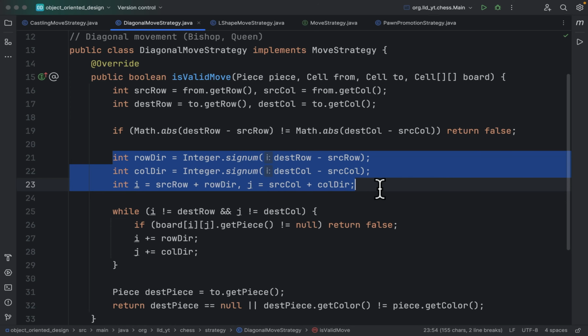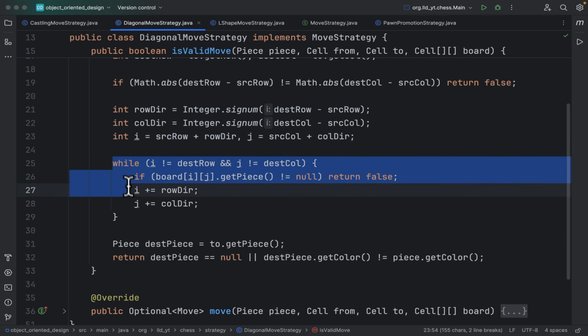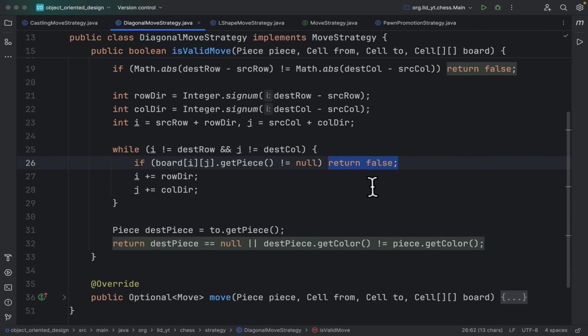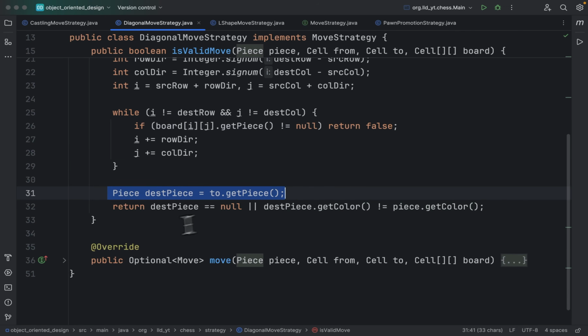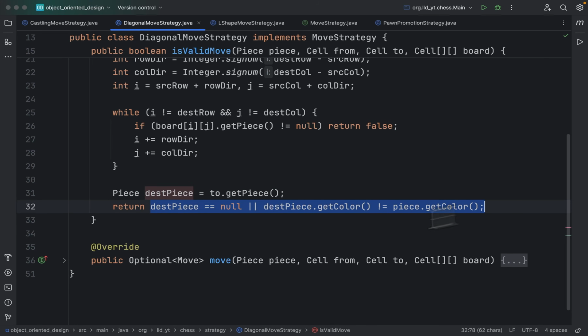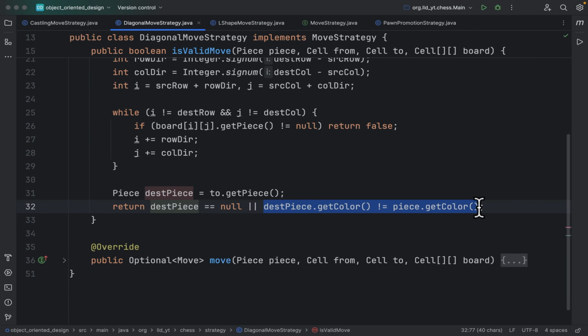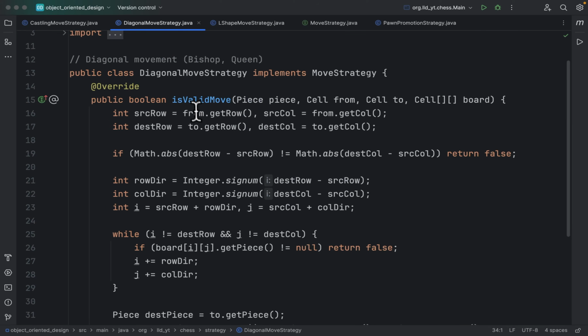So on the basis of that, we would be checking whether between the source and the destination cell, there exists any piece or not. If there exists, then we'll return false. Else, we'll just return this thing, which is on the destination cell, there shouldn't be any piece which belongs to the current player. Okay. Also, if the destination cell is empty, then also we'll return true. So these are the different conditions in order to check whether our diagonal movement is valid or not.